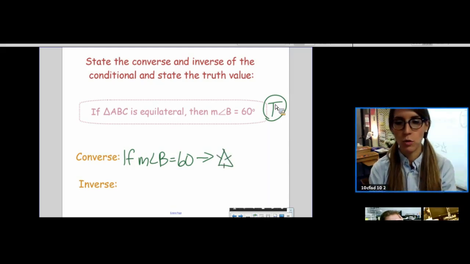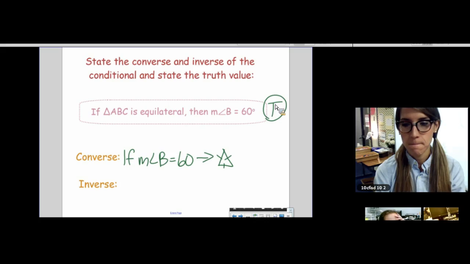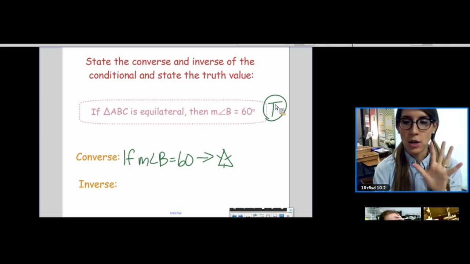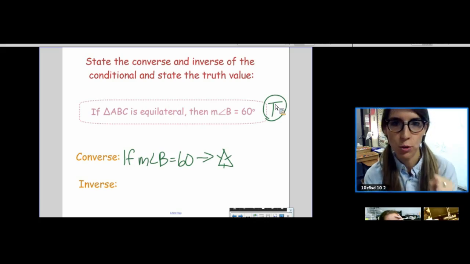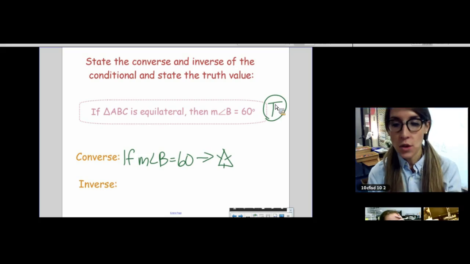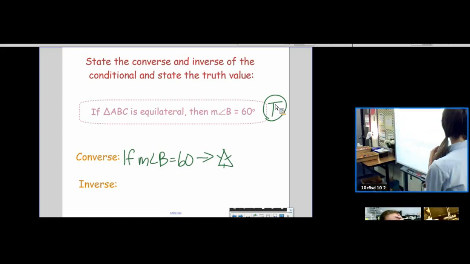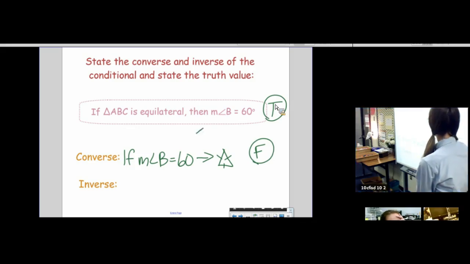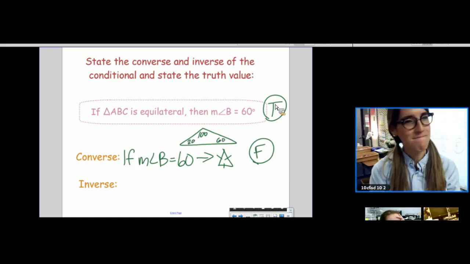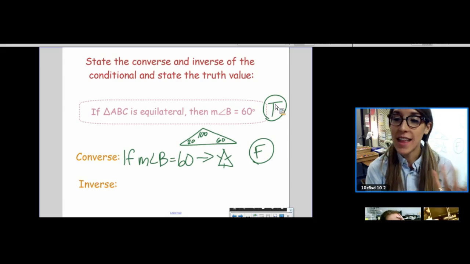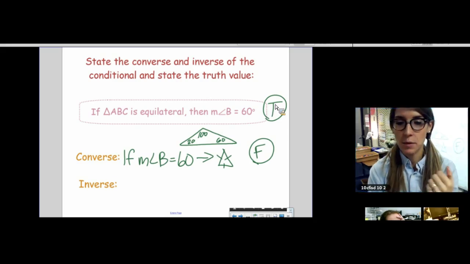Is that one true or false? So remember, when you're trying to determine the truth value, try as hard as you can to prove it wrong. Try to draw a picture that proves it wrong. If you can prove it wrong, then it's false. And we could definitely prove this one wrong. I could draw a picture of a triangle with a 60-degree angle. Is that triangle equilateral? No. I just proved it wrong. That's called a counterexample. And so it's false.